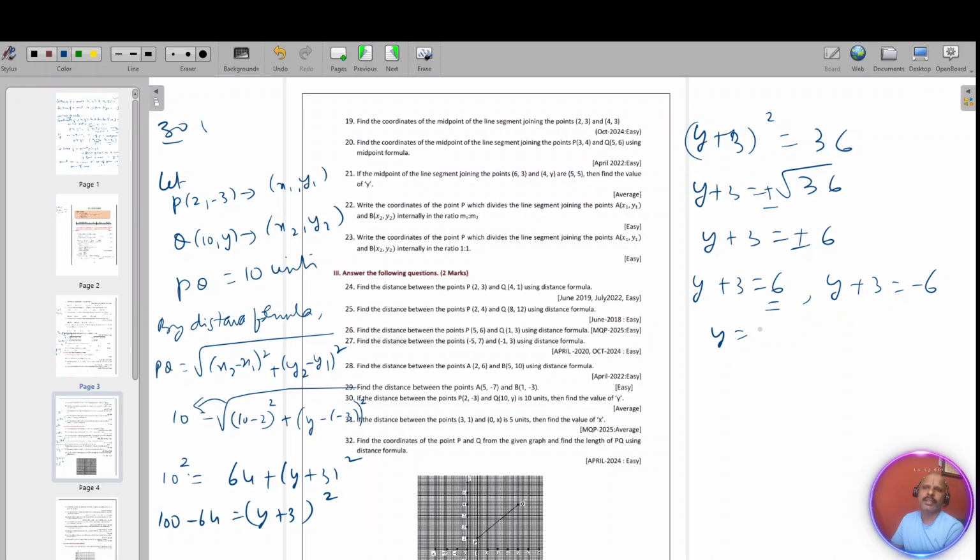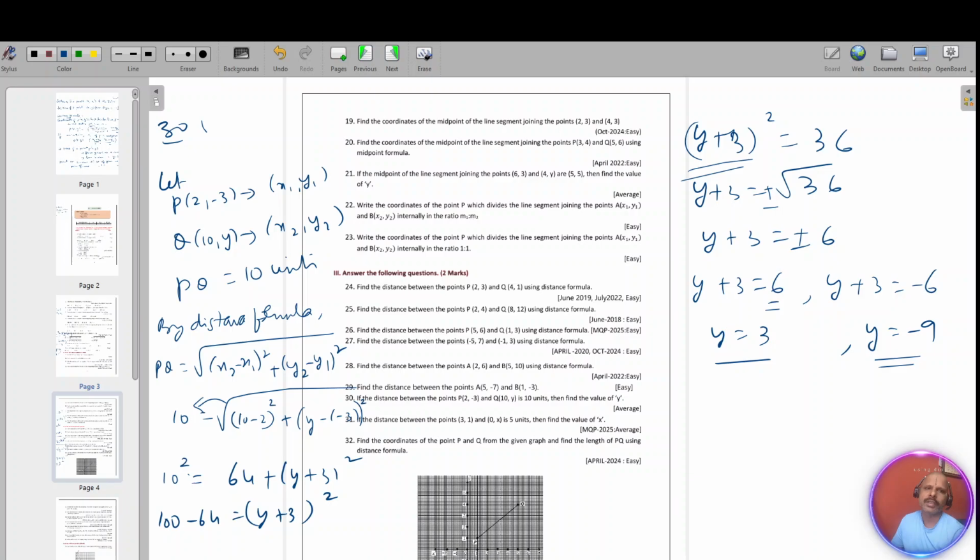Therefore, when it is plus 6, y becomes 3. When it is minus 6, y becomes minus 9. So these are the values. Very important: students make a mistake here. They expand (y plus 3) whole square, take 36 to the left side, get a quadratic equation, and solve it. They'll get the same answer.